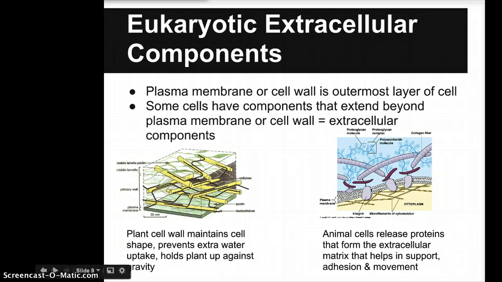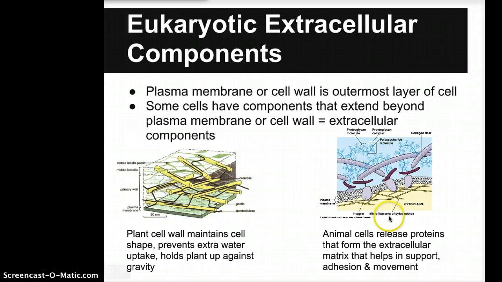Our last portion for looking at eukaryotic cells is looking at some of the extracellular components. What extracellular means is that we're looking at components of the cell that extend beyond the plasma membrane or cell wall. The plasma membrane or the cell wall is the outermost layer of the cell, depending on the type of the cell, and sometimes we can have components of the cell that extend beyond that. And these components have very specific functions, and we're going to look at these in more detail in one of our upcoming sections. But basically, they are outside of the cell, and they help to serve the cell in some specific functions.